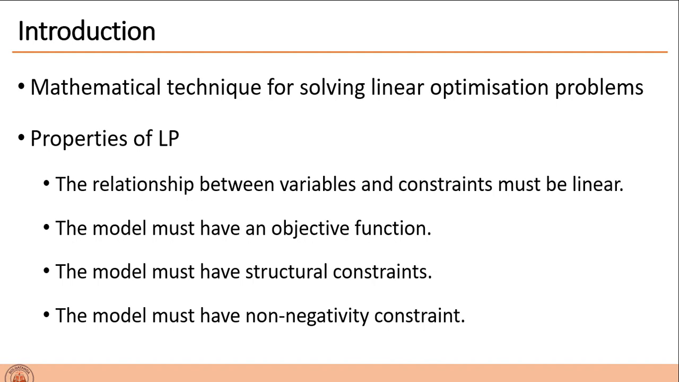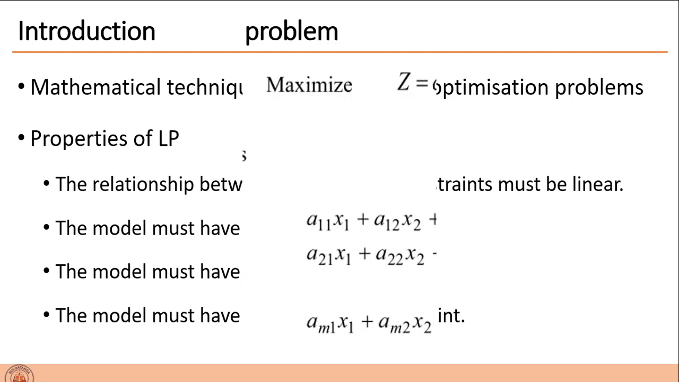Third, the model must have structural constraints. The constraints that you have, you would have to define them mathematically. They should have a mathematical relationship. The last but not the least property is that the model must have non-negative constraints. If you are going to cook food, for example, and you don't have the materials for the food, you will not start the cooking. So you can never have negative materials. We don't have negative constraints in this case.